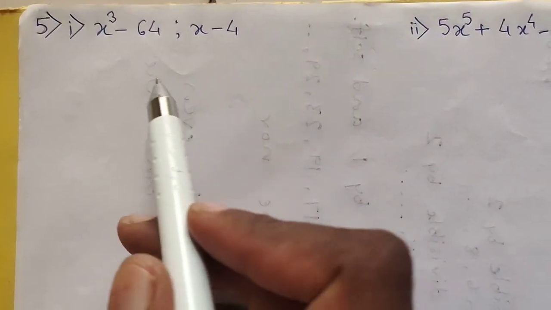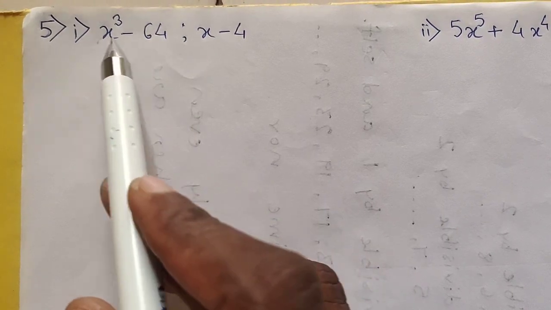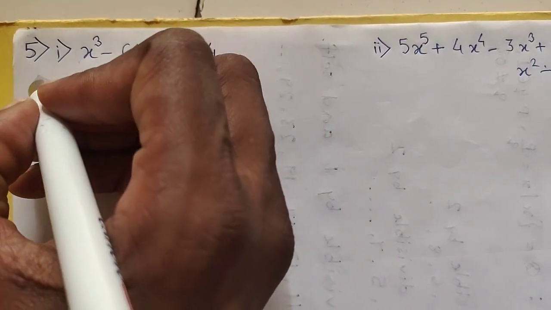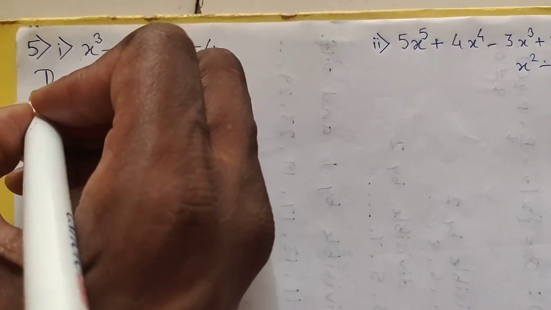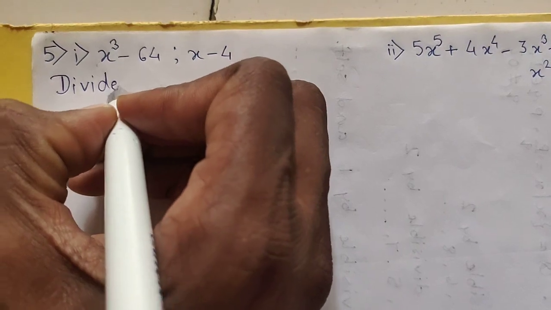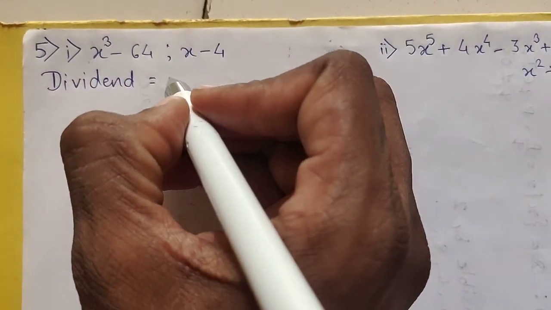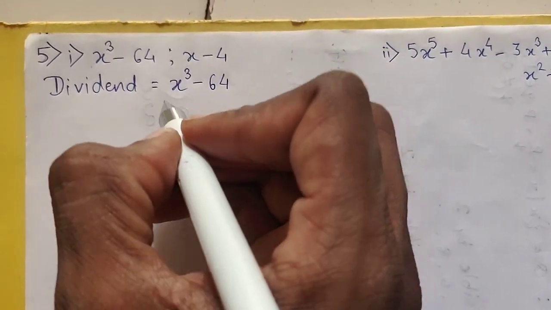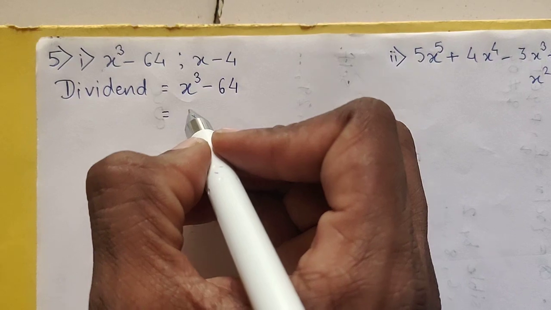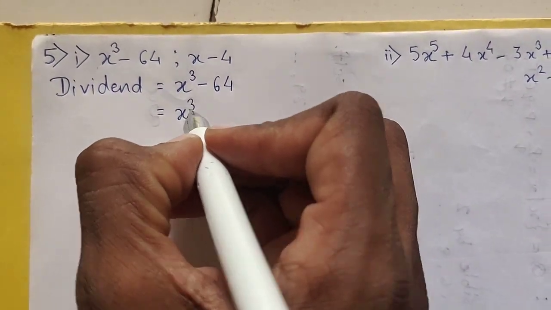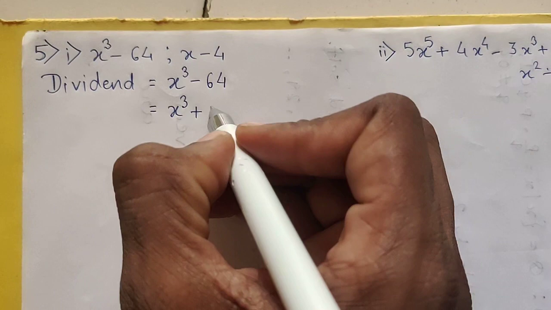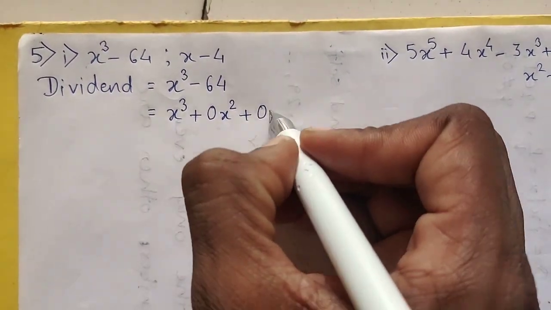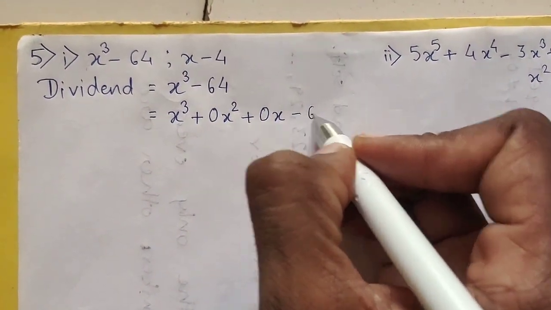In your first question, you can see this is your dividend and this is your divisor. Okay, so let us write that first. What is our dividend? Dividend is equal to x cube minus 64. Now let us write this in standard form. So x cube is there, then x square is not there, so we are going to write 0x square, and after that x is also not there, so 0x, and finally your number.